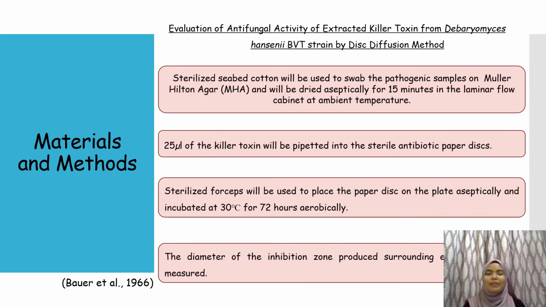Fifth, evaluation of antifungal activity of killer toxin extracted from the Debaryomyces hansenii strain by disc diffusion method. So, the pathogenic fungi will be swabbed on the Mueller-Hinton agar and dried aseptically for 15 minutes in the laminar flow cabinet at ambient temperature. Next, 25 microliter of killer toxin will be pipetted onto the sterile antibiotic paper disc. Next, the paper disc will be placed on the plate and incubated at 30 degrees Celsius for 72 hours. After the incubation time, the diameter of inhibition zone will be measured.